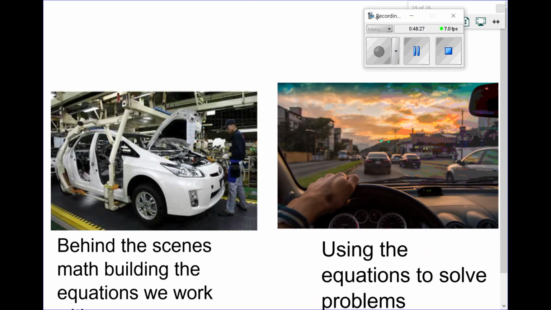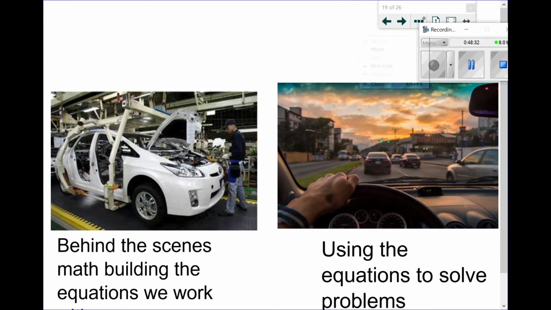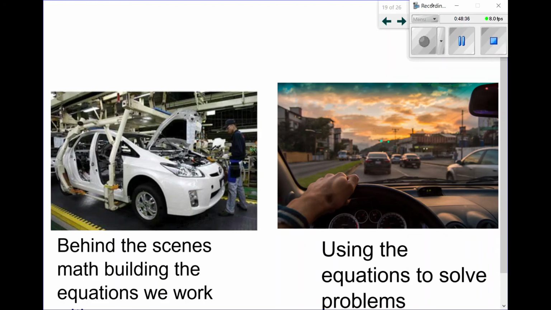So it's kind of like the analogy here of driving a car. We want you to drive a car. We want you to drive it safely and correctly. And to drive a car, you do not really need to understand how the car is built. Right now, we are discussing the process of how we build the car. We're talking about the process behind the math that creates the equations that we work with.